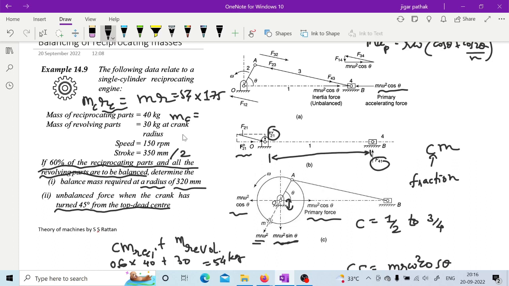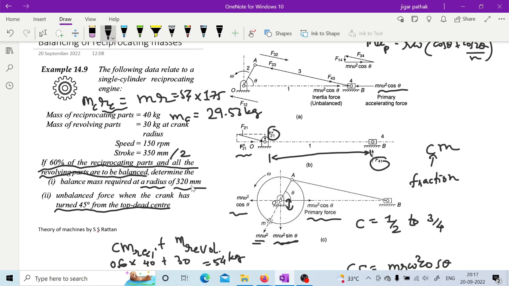So what is m c in that case? m c into 320 is equal to 54 into 175. That will give you 29.53 kg. Right? Everyone is getting the same? And what is r c? r c is the radius of the balancing mass, which is provided here: the balance mass is required at a radius of 320 mm.